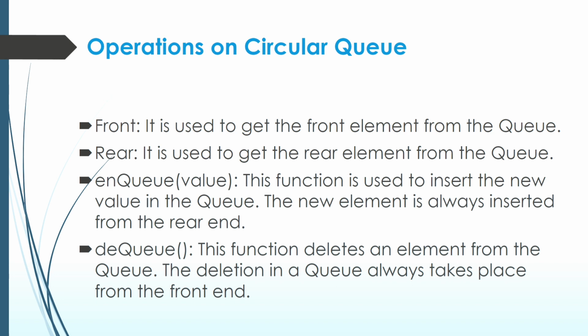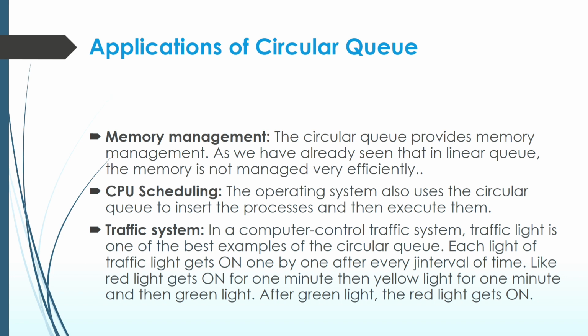Then comes the application of circular queue. The circular queue can be used in the following scenarios. First is memory management. The circular queue provides memory management. As we have already seen, in a linear queue the memory is not managed very efficiently. But in the case of a circular queue, the memory is managed efficiently by placing the elements in a location which is unused. Then comes CPU scheduling.